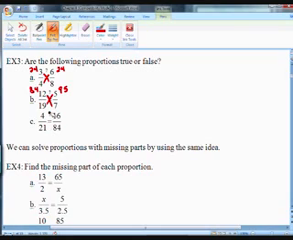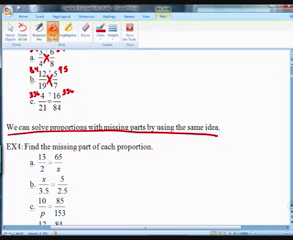Let's use that second method as well. 4 times 84. 84 times 4 is 336. Right? Yeah. 21 times 16. Obviously, it must be 336 because we said they were equal. So you don't really even have to multiply them out. We can solve proportions with the missing parts using the same idea.